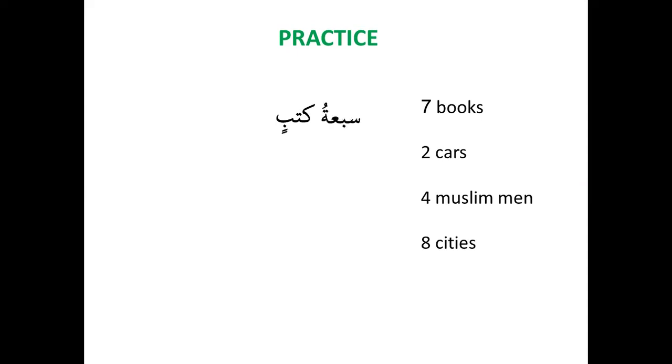So the concept that I was teaching you about, I'm going to tell you right now. So 7 books. Let's write books first. How will you write books in 7? Kutubin. It's jar and it's plural. How will you write 7? Sab'u. Sab'atu, because it's kutubin.